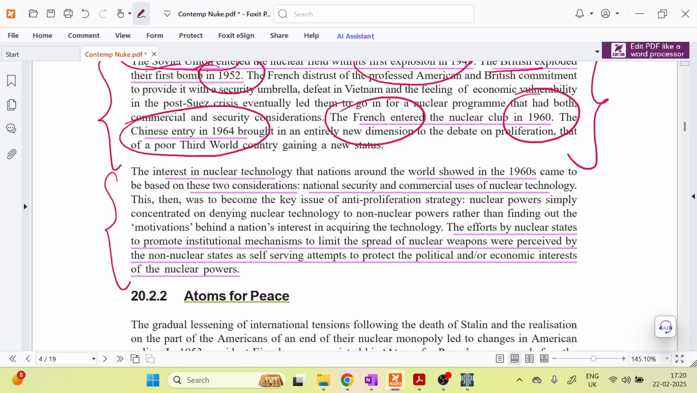So the interest in nuclear technology that nations around the world showed in the 1960s came to be based on two considerations.